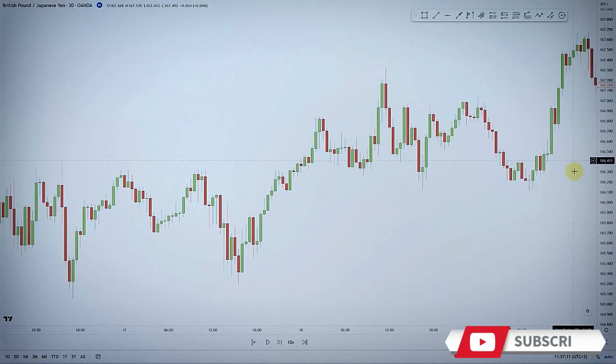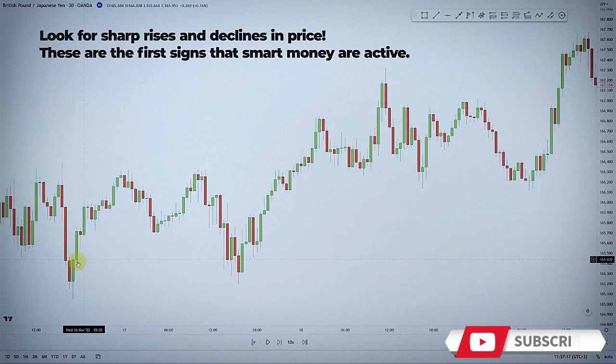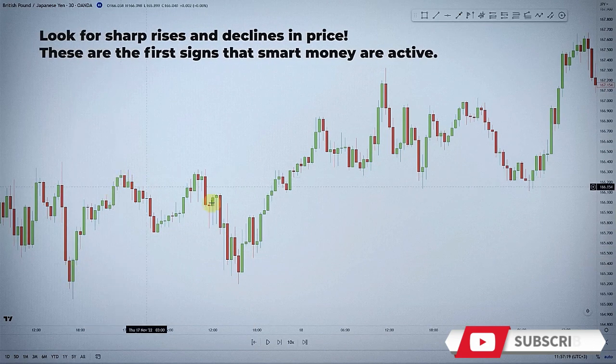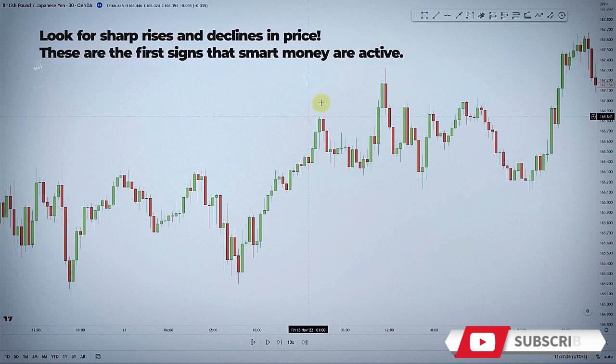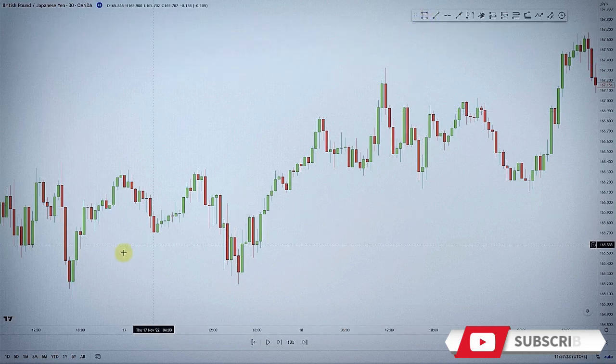So how to identify the best supply and demand areas to day trade? Here's my process. In the first place, you look for sharp rises and declines in price. These are the first signs that smart money is active. You can call them market imbalances, big price shifts in one direction.